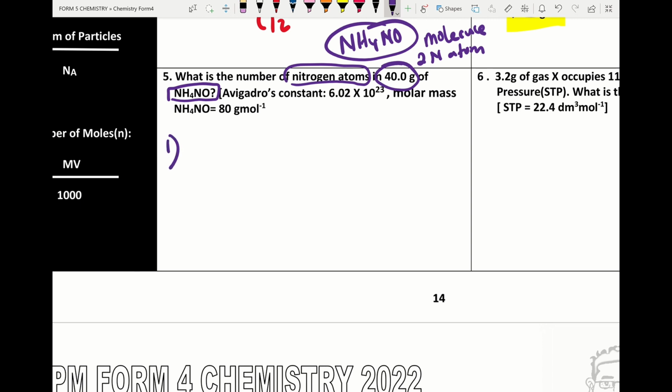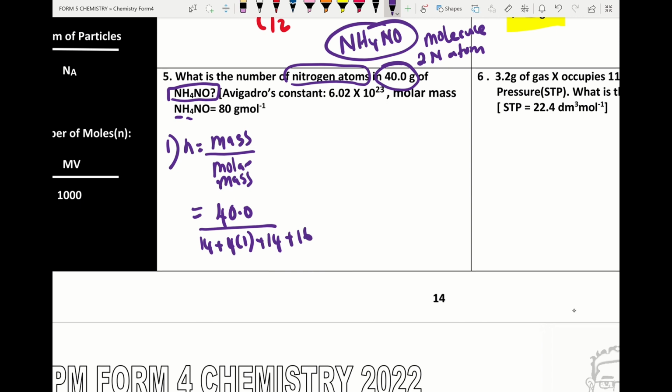So first step, find the number of moles. How to find the number of moles? We take mass over the molar mass of the molecule given. The mass given here is 40.0, divided by the molar mass: nitrogen 14 plus 4 times 1 for the hydrogen, plus 1 more nitrogen 14 plus 16. So this is the number of moles. We try to find the number of moles. All right, 40.0 divided by 48.